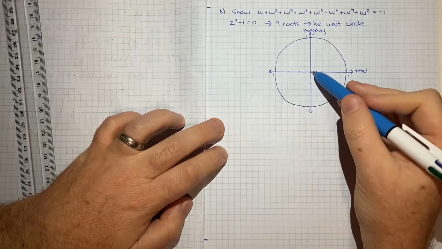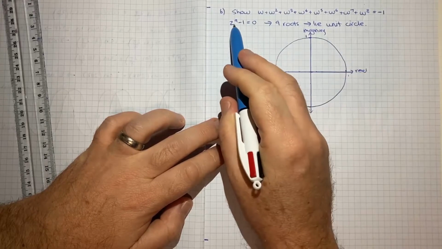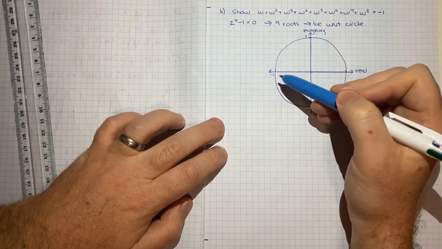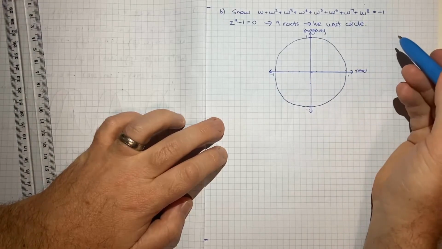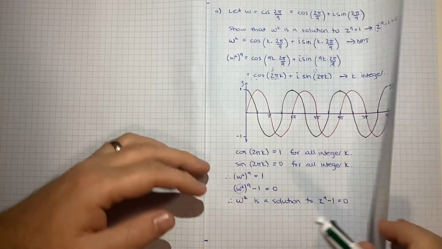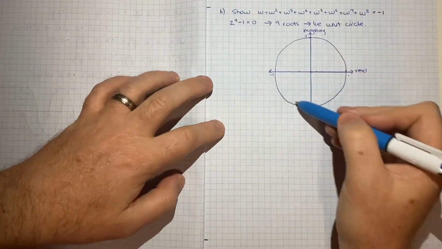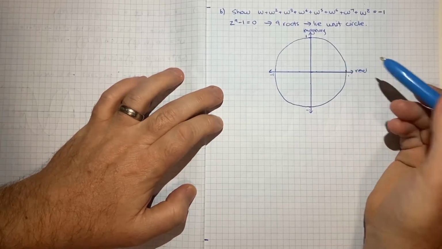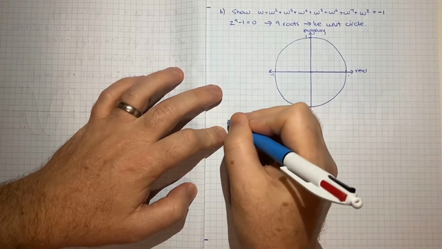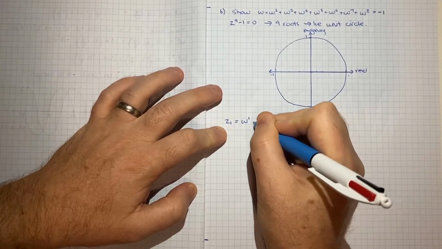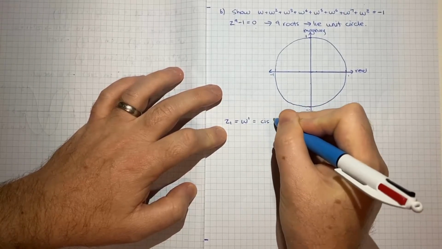So what we know is that z to the power of 9 minus 1, all of the roots of that will lie on this circle. And we know from part 1 that w to the power of k, where k is an integer, is the solution to z to the 9 minus 1. So all of these roots are going to be w to the k for various values of k. So what I'll do, the first root, I'll call it z1. That will be equal to w to the power of 1. And that's going to be equal to, I'll just use the shorthand cis, 2 pi on 9.